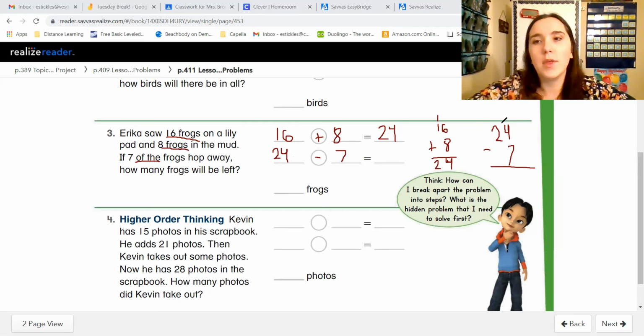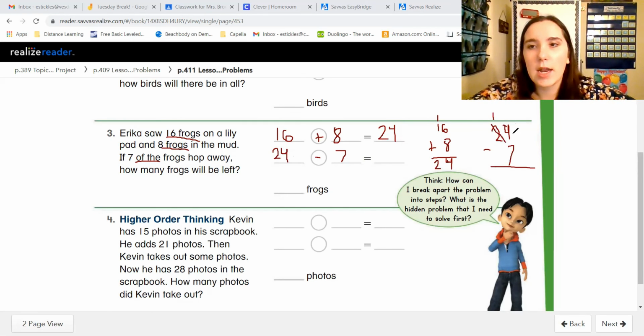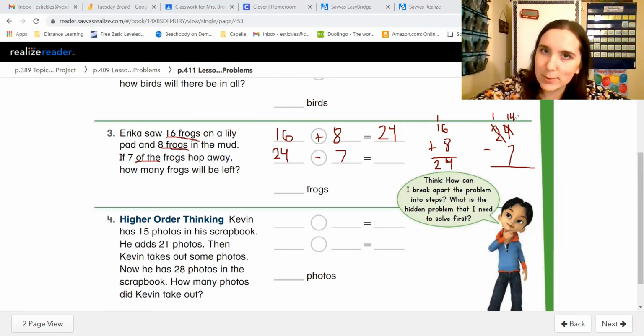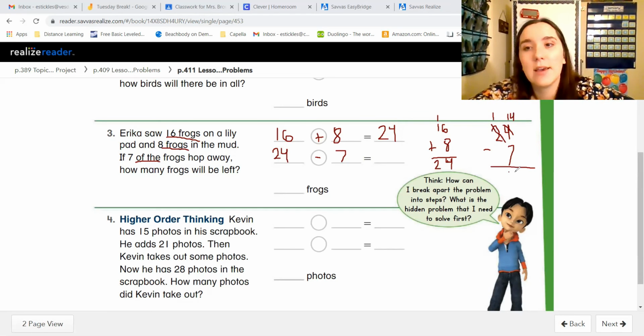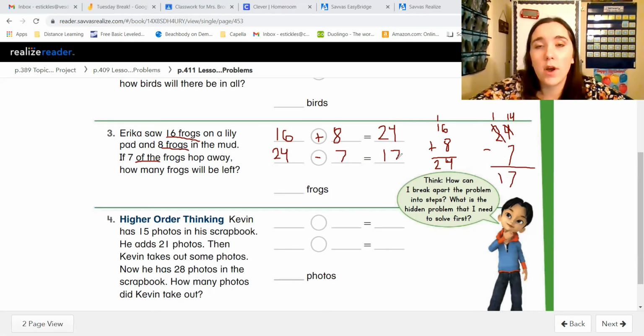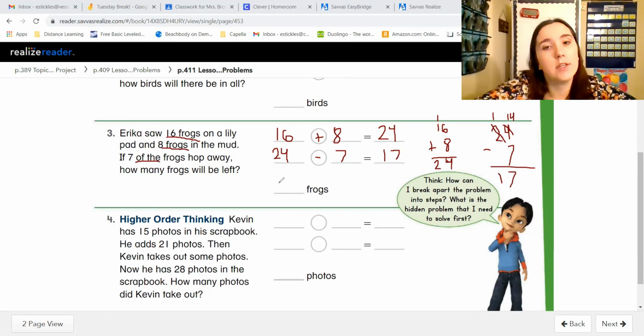No, we have to regroup. So I'm going to cross off my 10s. I only have 1 left. And I'm bringing those 10 ones over here to make 14 ones. Now I can subtract. 14 minus 7 is 7. And 1 ten, take away no more. 1 ten minus 0 tens equals 1 ten. So after my 7 frogs jumped away, there were only 17 frogs left. That is my final answer.